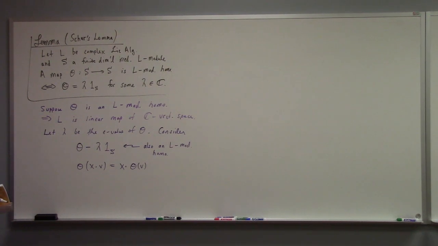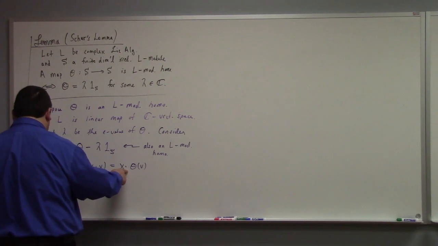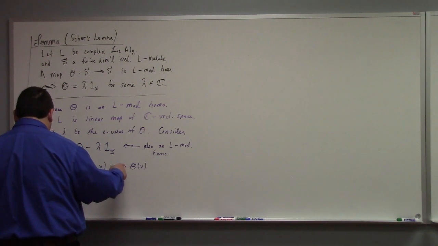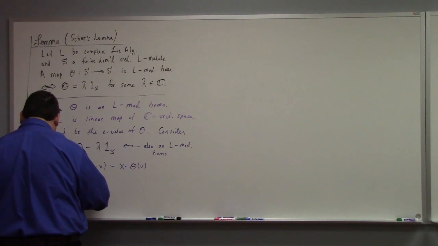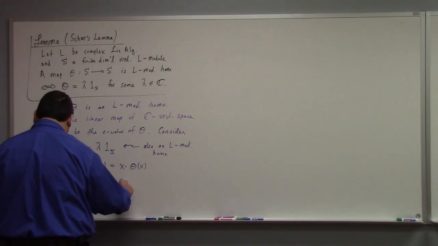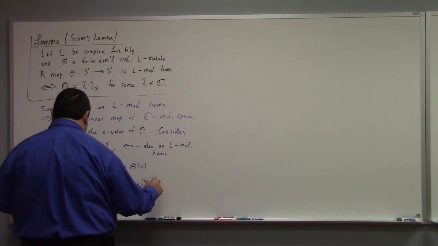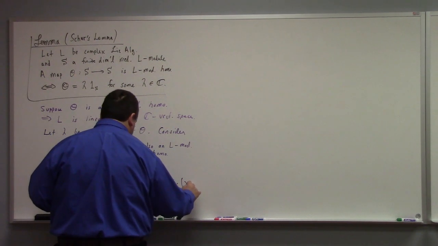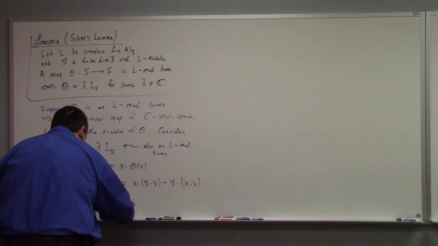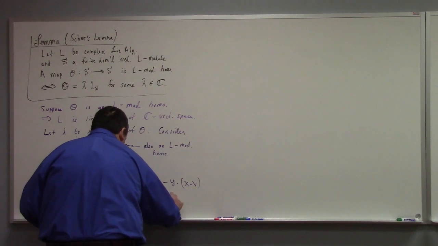Now this dot, the L-module action, has to satisfy axioms M1, M2, and M3 on page 55. M1 and M2 are linearity, but the more interesting one, to me, is that x comma y dot v is equal to x dot y dot v minus y dot x dot v, right? And that's for all x and y in L and v and w in V.